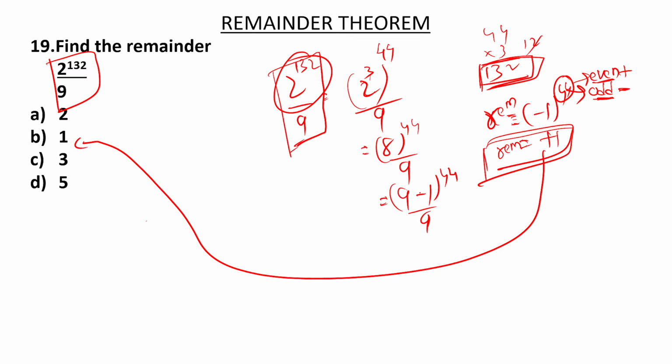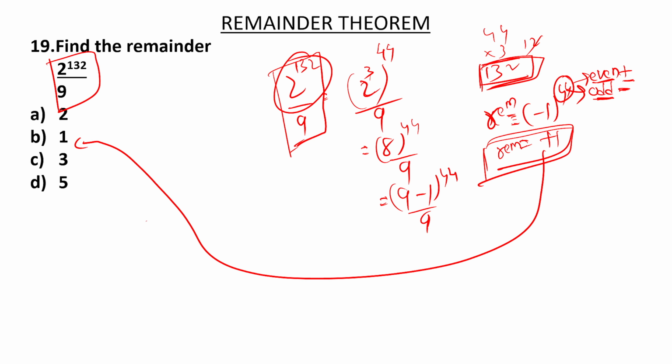I hope you got it. So that's how you got the value minus 1 whole power 44. Since the power is even, we get a positive value, so our remainder is plus 1. I hope you understand it.